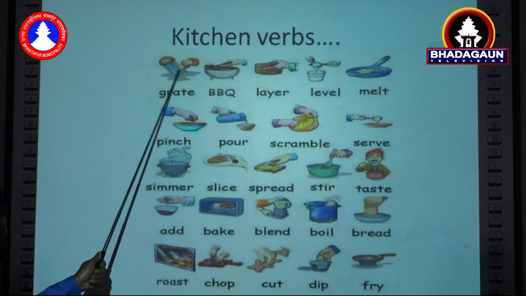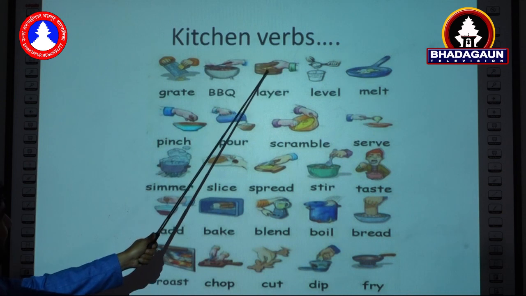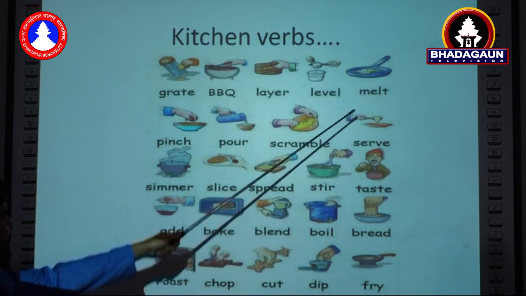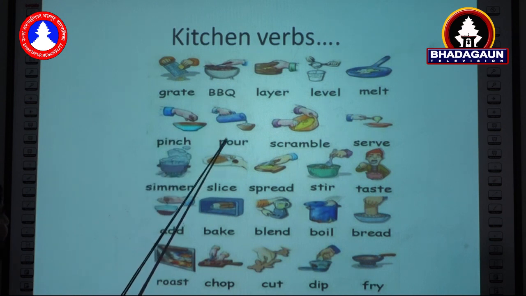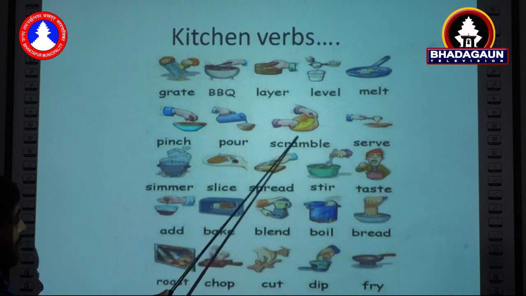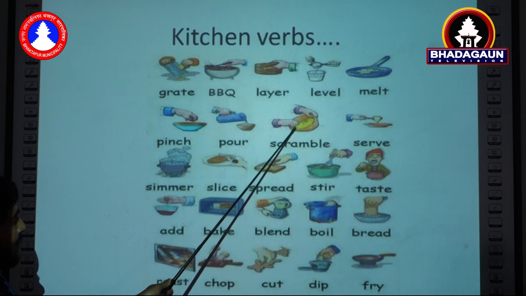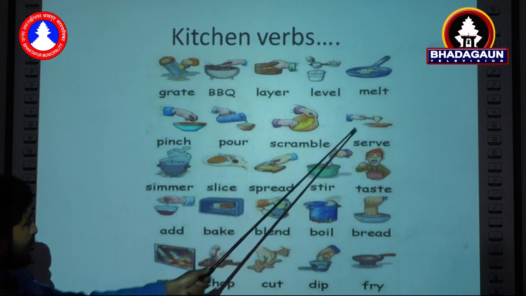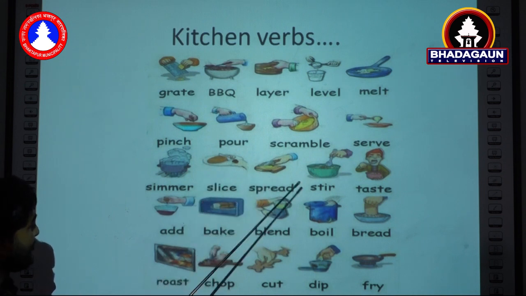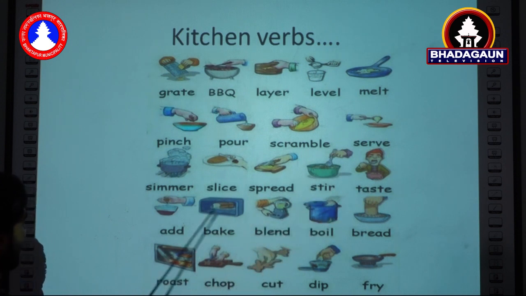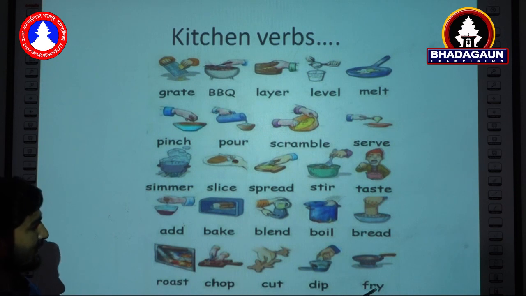For example, grate, dalnu, right, is this one. This is barbecue, layer, level, melt, this is melting one, pinch, that is squeeze, chapnu, nichornu, right, pour, scramble. When you make an omelette, you have to scramble these broken eggs, right? Chop, simmer, slice, tukra tukra, spread, you have to spread this one, right? Stir, taste, aid, bake, blend, boil, braid, roast, chop, cut, they are a bit similar one, dip, and last one is fry.